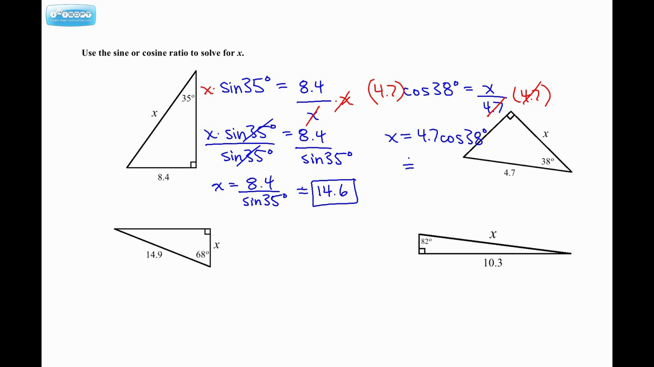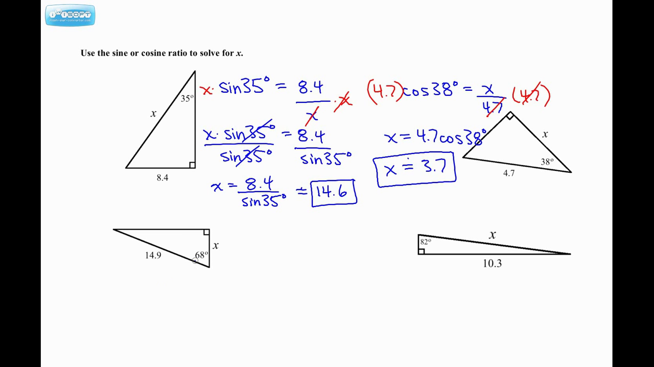So let's work that out. 4.7 times cosine 38, and I get approximately 3.7. Now, this should make sense. Remember, the hypotenuse is the longest of the three sides, so there's no way I can get a number bigger than 4.7. So I should get something slightly smaller, and I do.